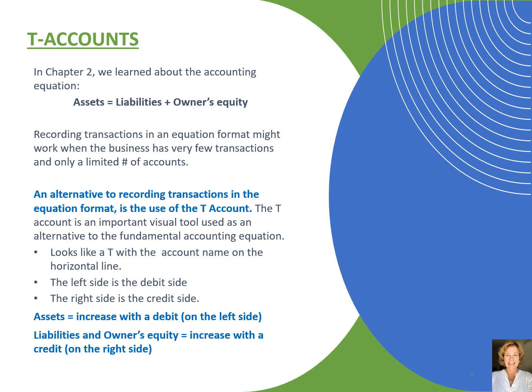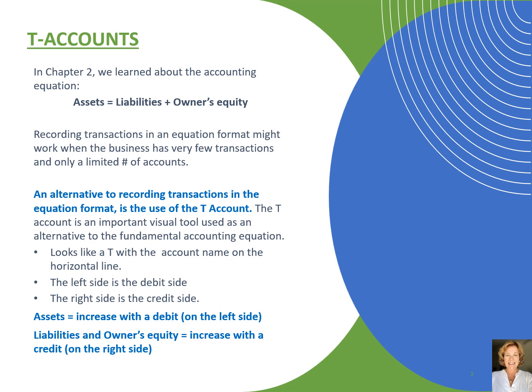However, recording transactions in an equation format might work when the business has very few transactions and only has a limited number of accounts. But imagine how difficult it would be if the business had a lot of transactions over many years and different accountants would have to share the same ledger book. Also, the business might not really want all accountants to have access to all transactions. So an alternative to recording transactions in the equation format is the use of the T account.